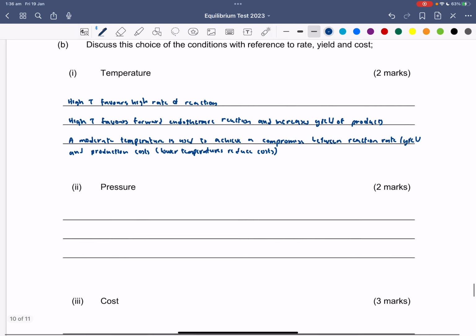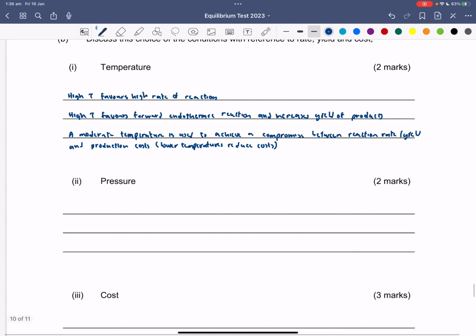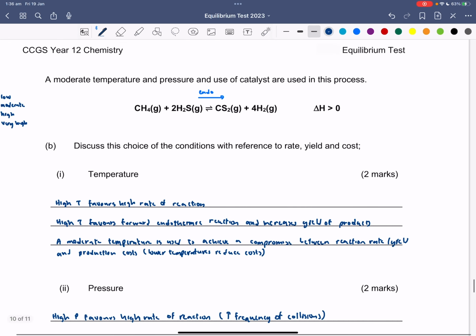Okay, pressure. So what we can explain is that high pressure favors a high rate of reaction. And it's only 2 marks, so I'm not writing too much, but we all know why it favors a high rate of reaction, because it increases the frequency of collisions because of the high pressure. All right. Then, what do we have?